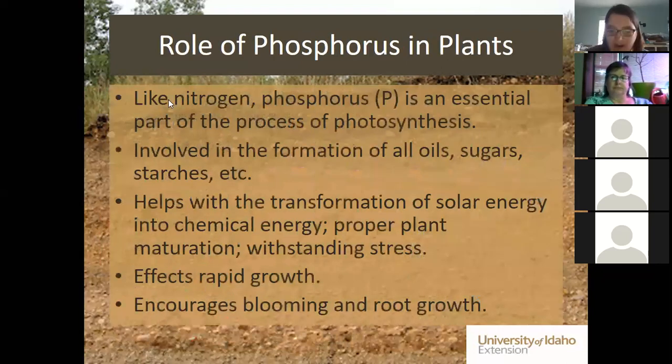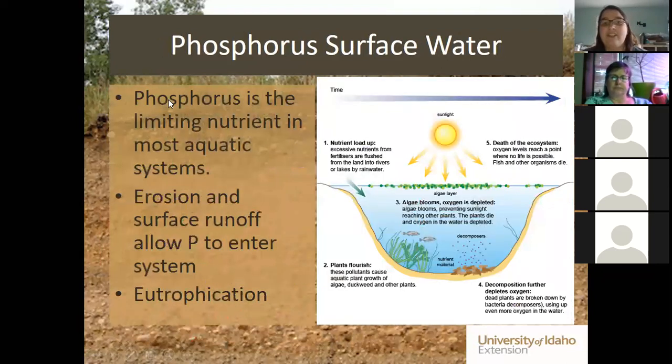Oops, I think I went too far. Let's see if it'll back up. So this was talking about phosphorus in surface water. I forgot I had a slide that explained all that.